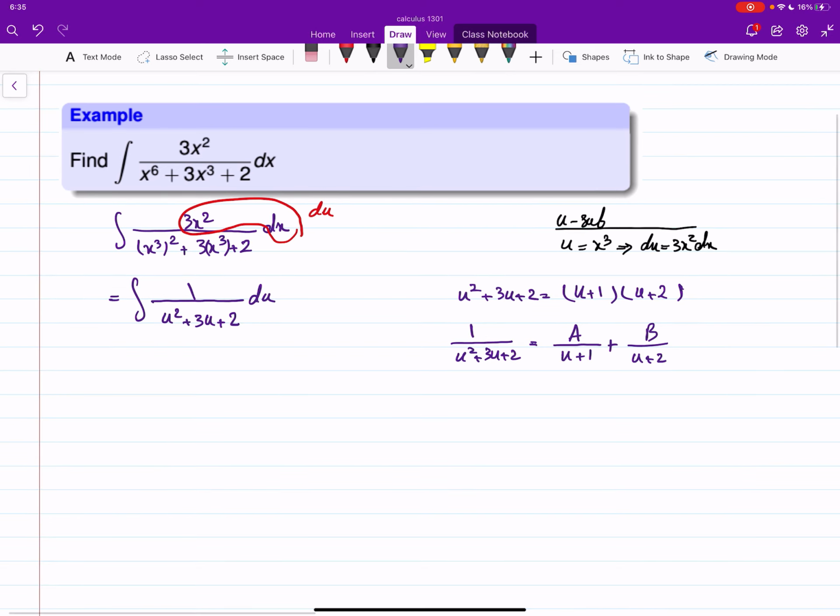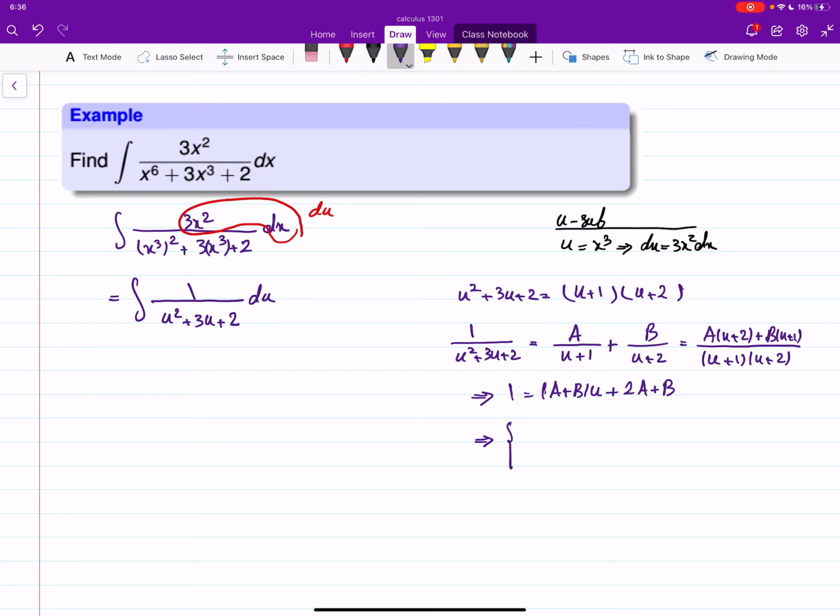So here let's just find the common denominator. These are the things that we have been learning about. So a times u plus 2 plus b times u plus 1. By this work here, now we can conclude that 1 is equal to a plus b times u plus 2a plus 1b. Yes. So two polynomials are the same polynomials in u, so that means that the corresponding coefficients must be equal.